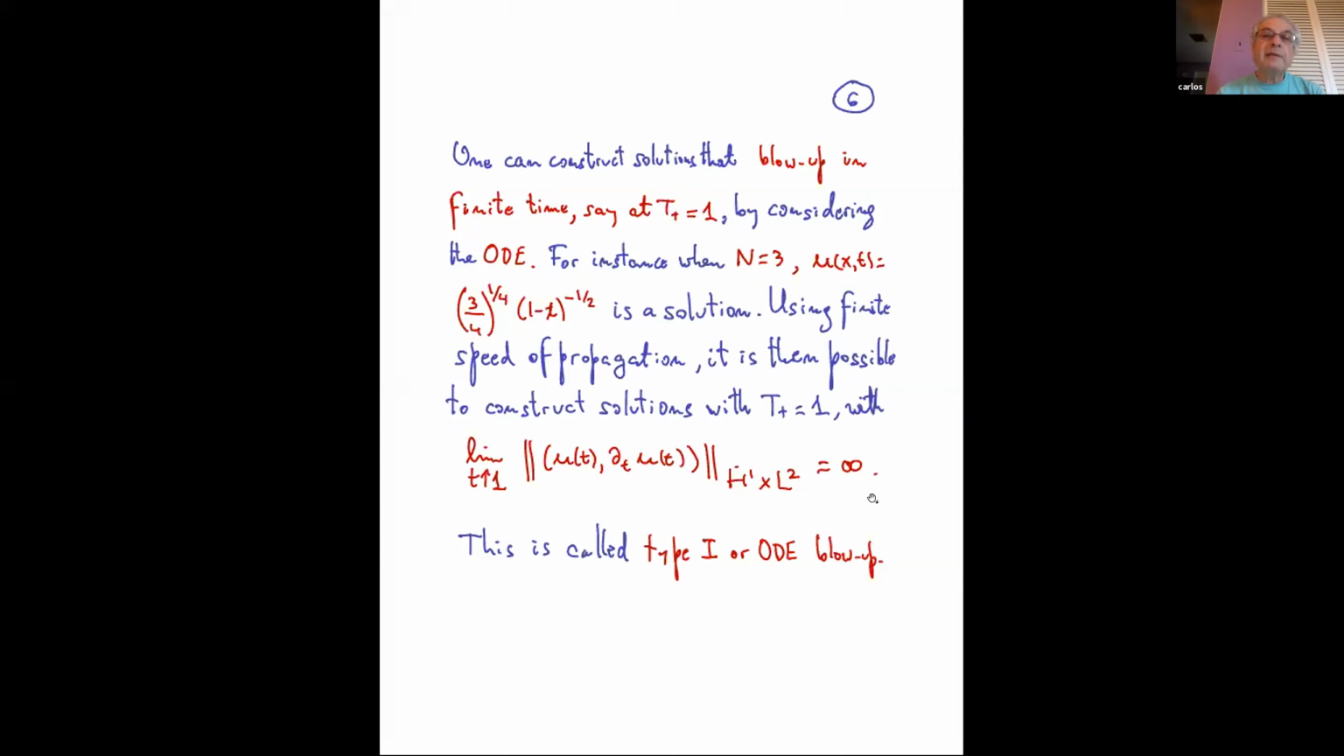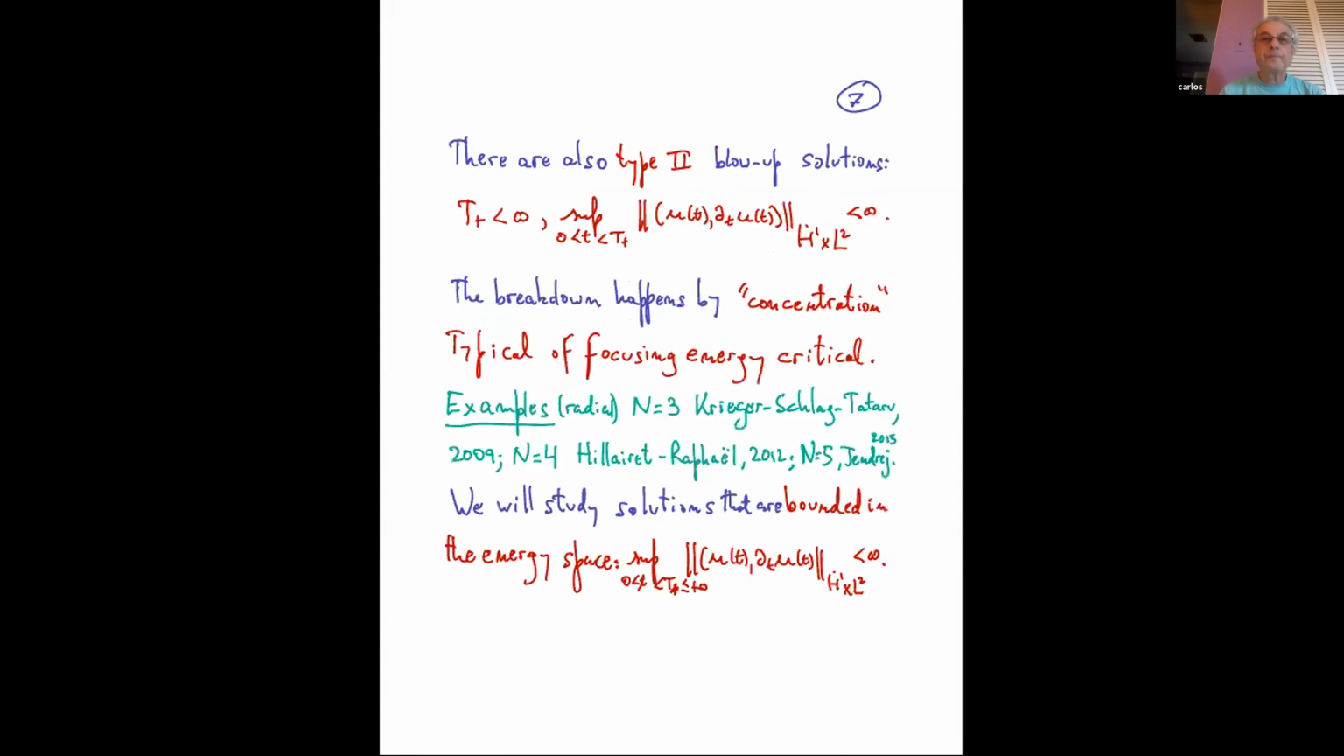We will call this type of blow-up solutions type 1 or ODE blow-up solutions. This equation also has type 2 blow-up solutions. That is to say, solutions for which the final time of existence is finite, but the norm remains bounded up to the final time of existence.